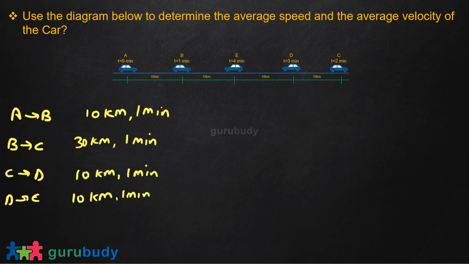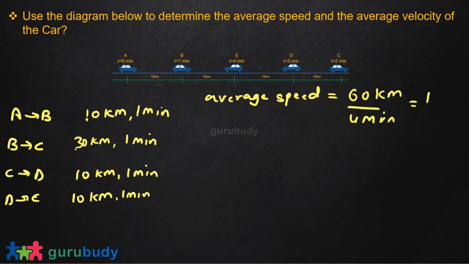So average speed is pretty simple. Average speed is what? Basically total distance traveled, which is 10 plus 30 plus 10 plus 10, which is about how much? 60 kilometers, and then total time taken, which is about 4 minutes, right? So average speed is what? 15 kilometer per minute. Okay. Now you might see this unit kilometer per minute is not an SI unit, but it's a unit of speed. Now if the question asks you to convert this into SI unit, then you can easily convert kilometer to meter and minute to second, right? So that's pretty simple.